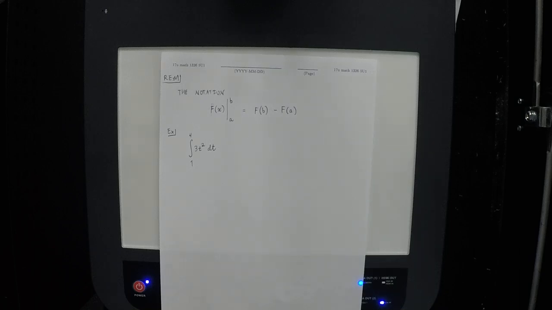So now, one thing you could do in principle is plot 3t squared on the interval 1 to 4, and then start carving it up into rectangles. You could answer the question in this way, and it would work. But please don't. Please use the fundamental theorem.